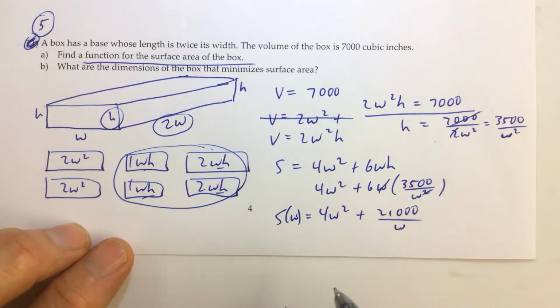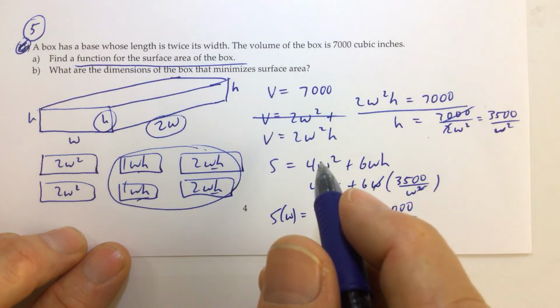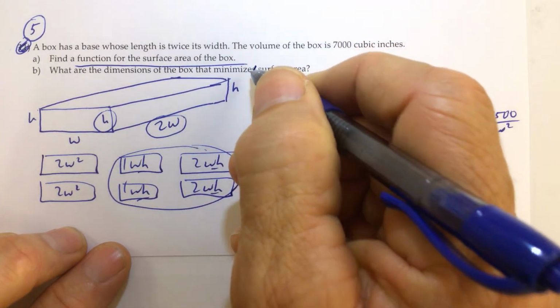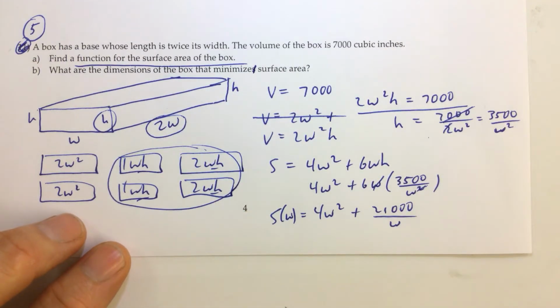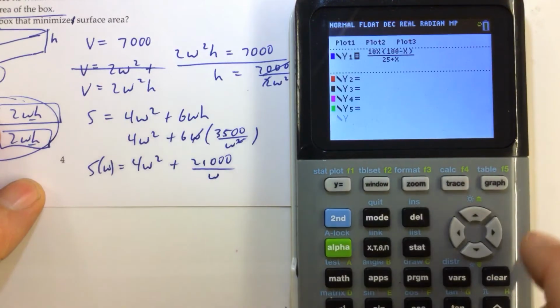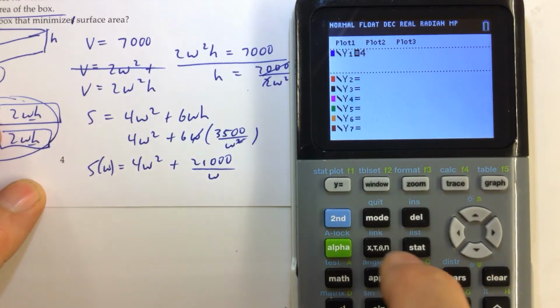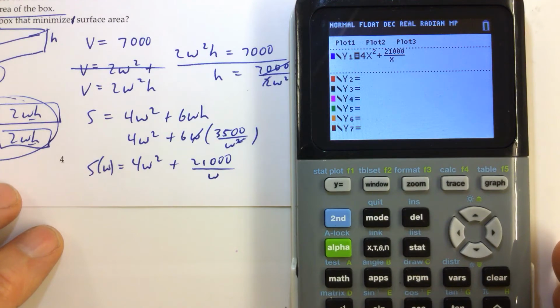So we have that, but we're still trying to figure out what are the dimensions of the box that minimize the surface area. I think that should be minimize. What are the dimensions that minimize the surface area? So we just have to type this into our calculator and see what we get. So let's go to y equals. We have 4w squared, so we'll use x as w, plus 21,000 divided by w.